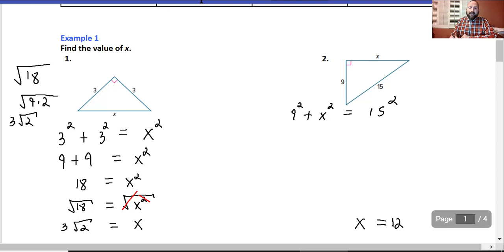For this one, we have a squared being 9, b squared being x, and c squared being 15. So you're going to build the equation and then solve for it. So if you do that, you'll get the answer of x is equal to 12. So go ahead and work out that problem, and then we're going to go on.